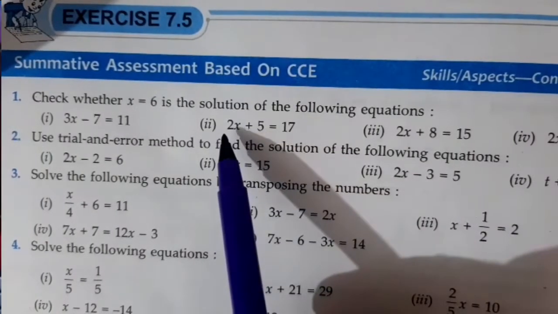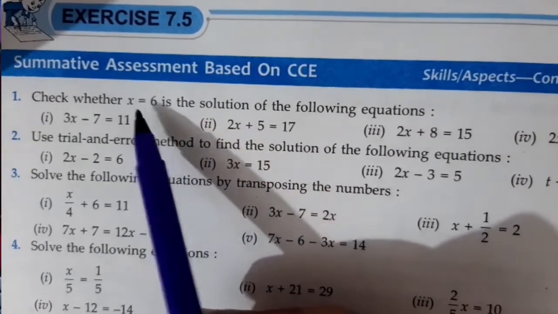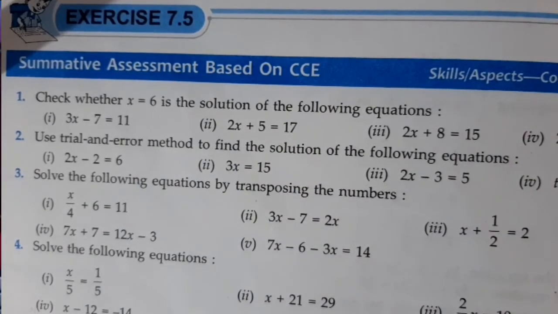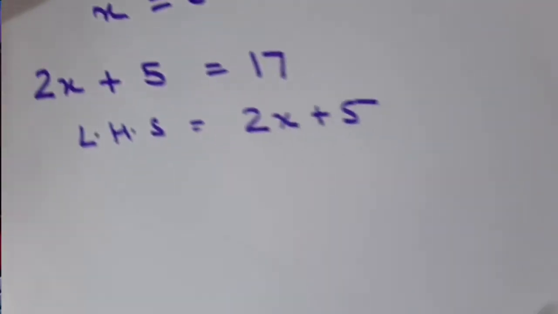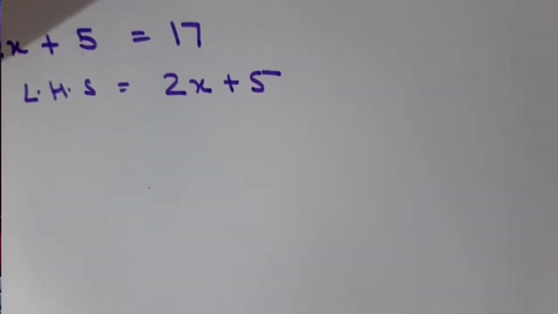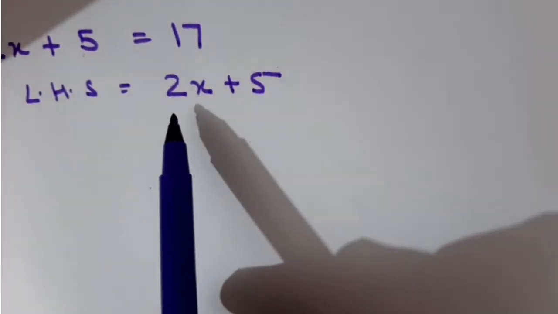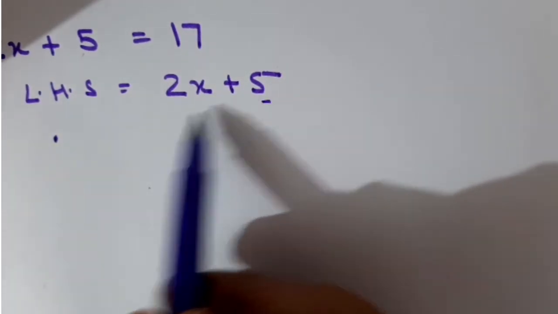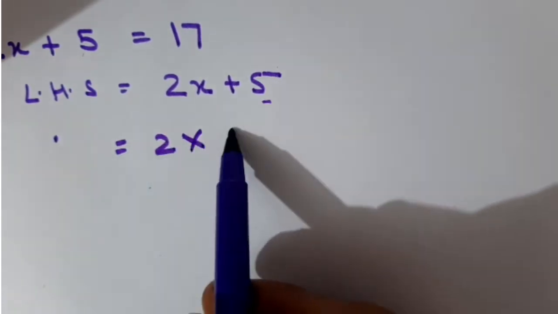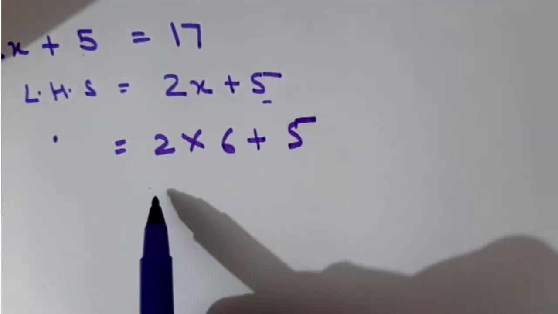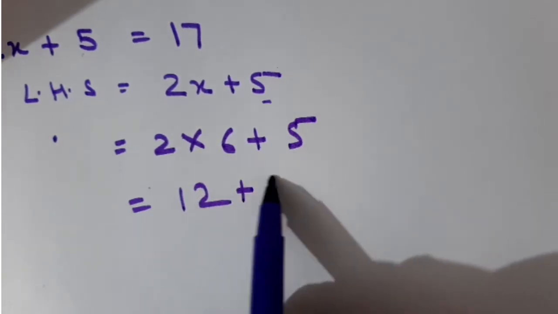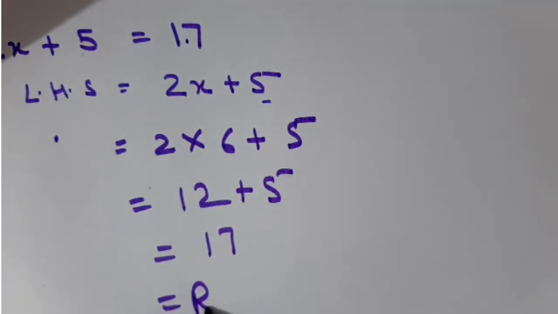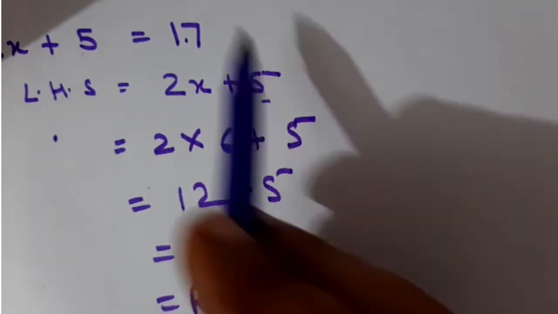Now let us do the second part. We have to check whether x equal to 6 is the solution of the equation 2x plus 5 is equal to 17. Students, here my LHS is 2x plus 5. Now I'll put the value of x as 6 in this. So it will be 2 into 6 plus 5. Now 6 2s are 12, plus 5 is 17, which is my RHS also. So here also the value of 6 is satisfying this equation.